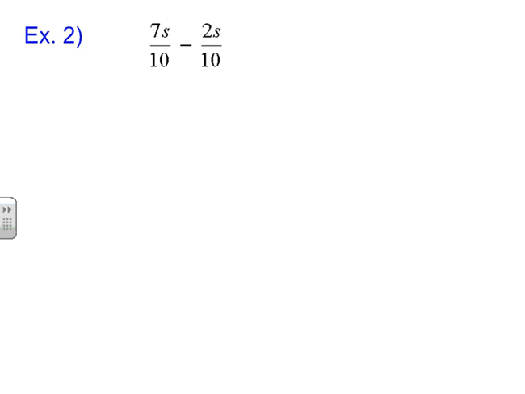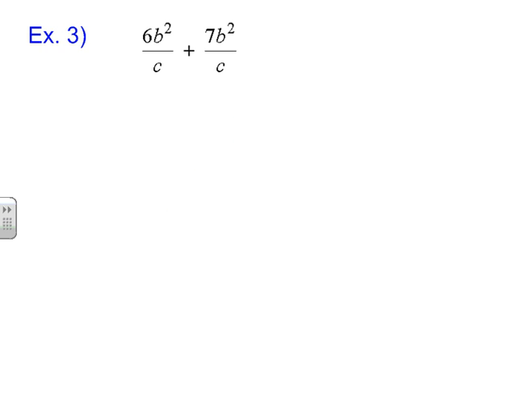This time we'll do it again in a subtraction problem. Keep the denominator of 10 and subtract the numerator. 7s minus 2s is 5s. Again, we can simplify the numerator and denominator by dividing the top and bottom by 5. That'll give us just a plain old s divided by 2.